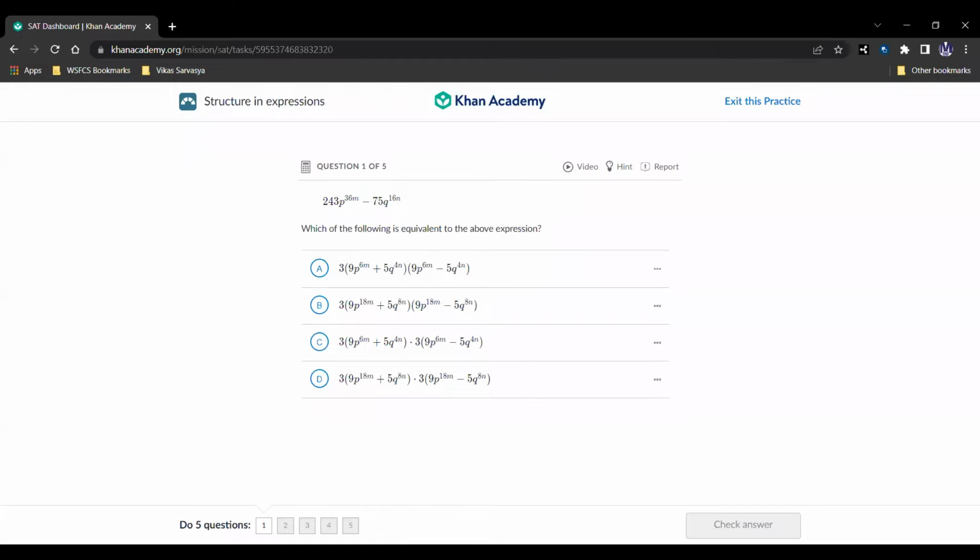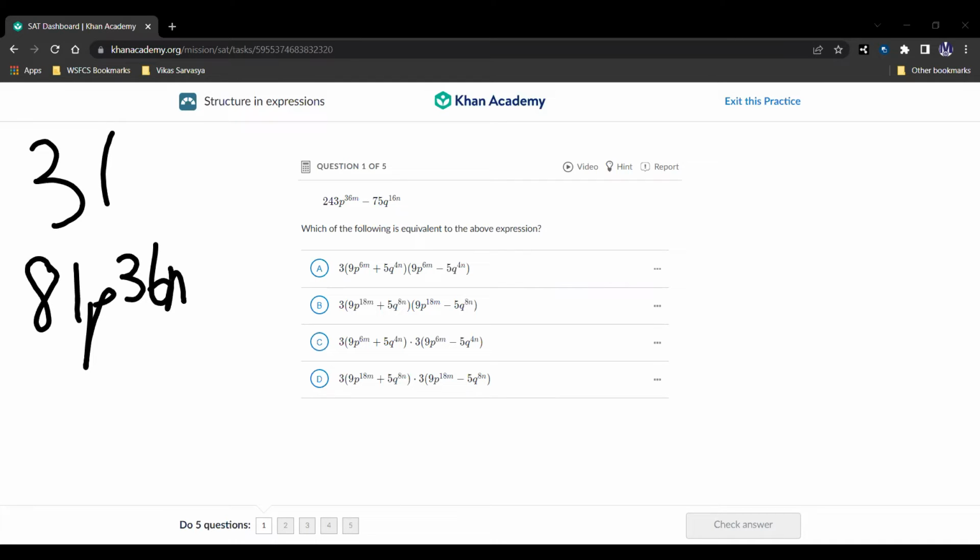All right, question number 1, and here it is. 243 times p to the 36m minus 75 times q to the 16m. Let's factor out a factor of 3. And we are left with 81p to the 36m minus 25q to the 16m.